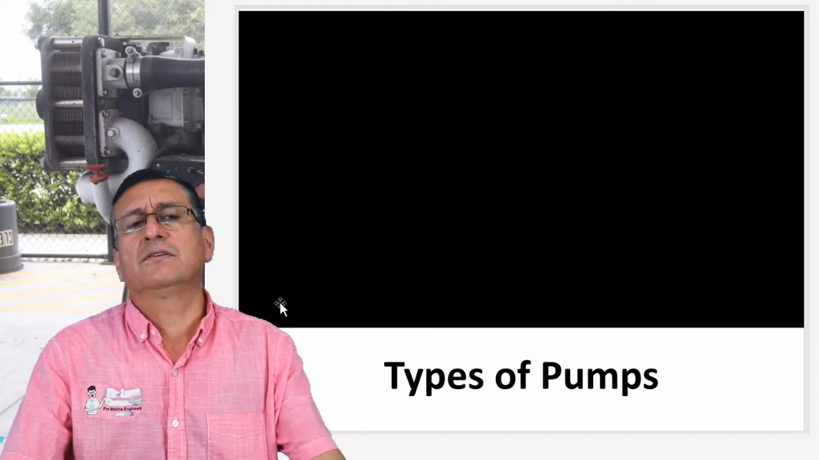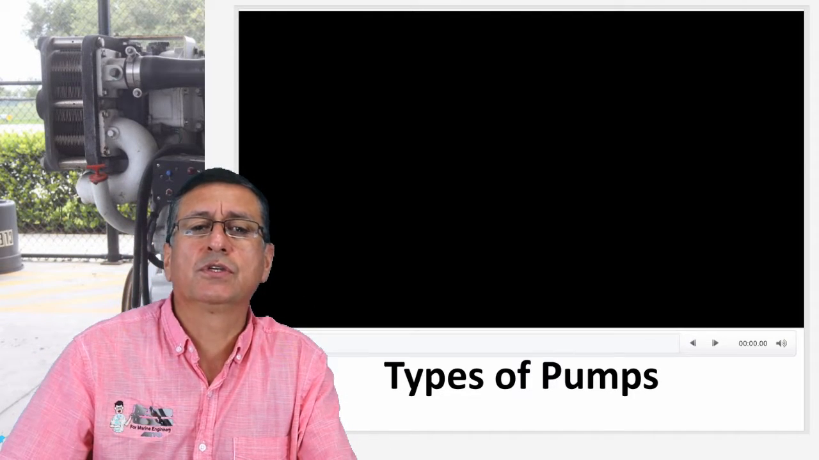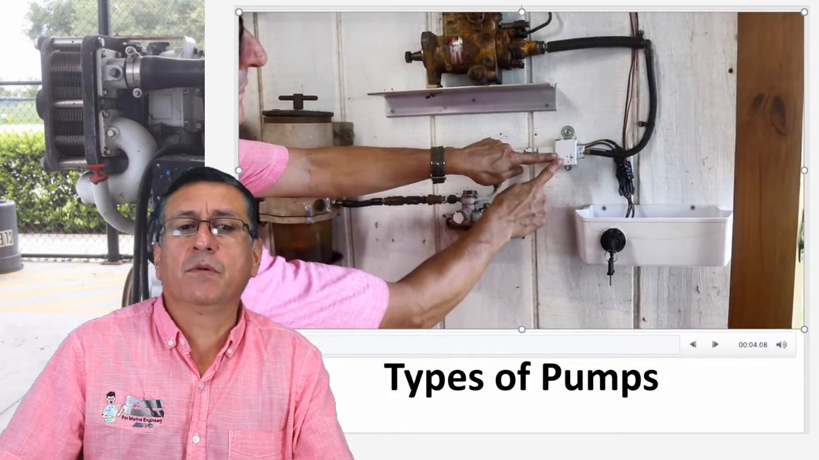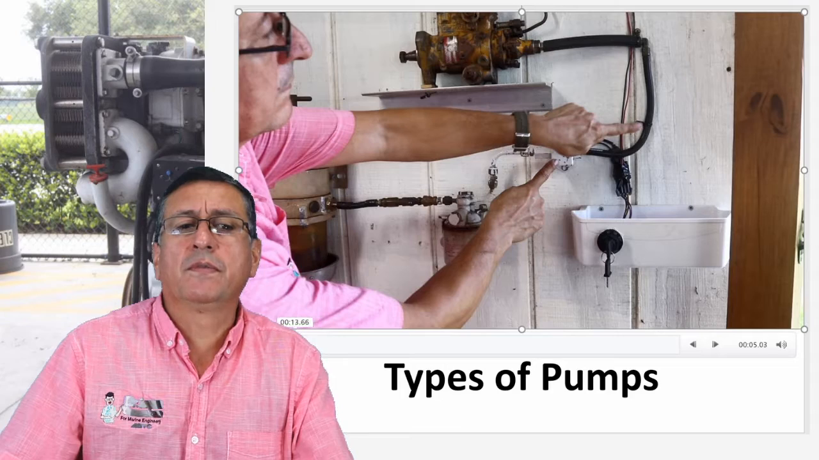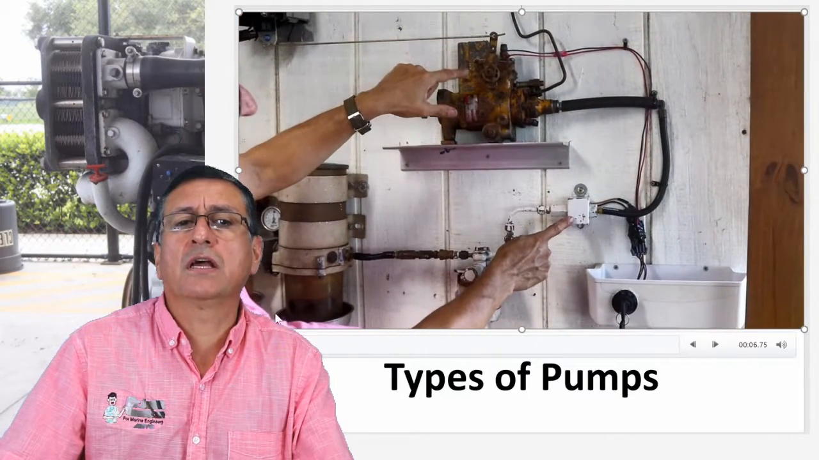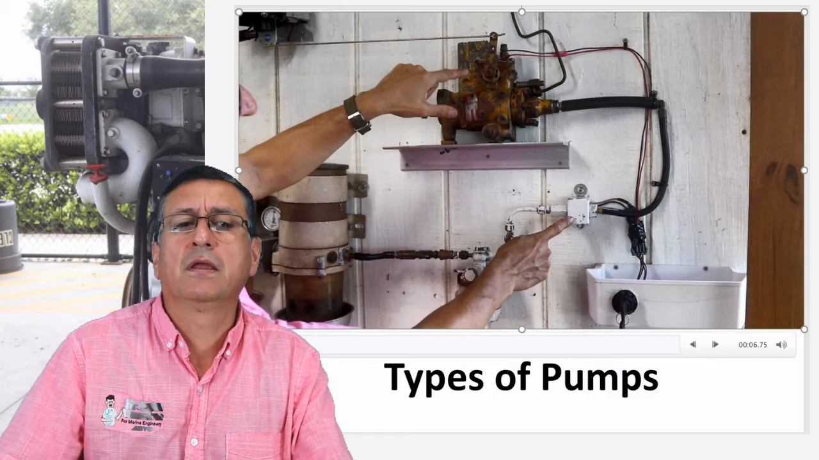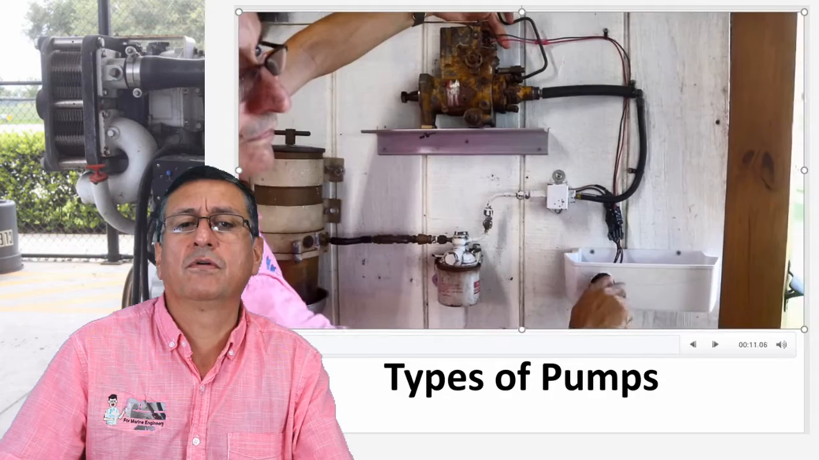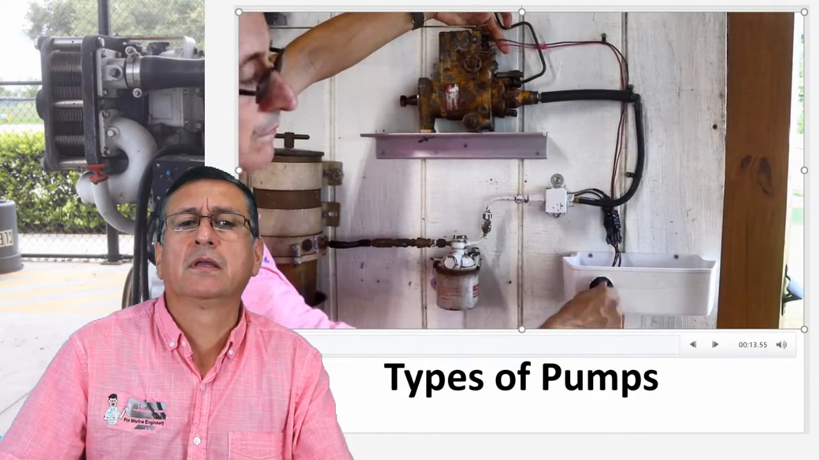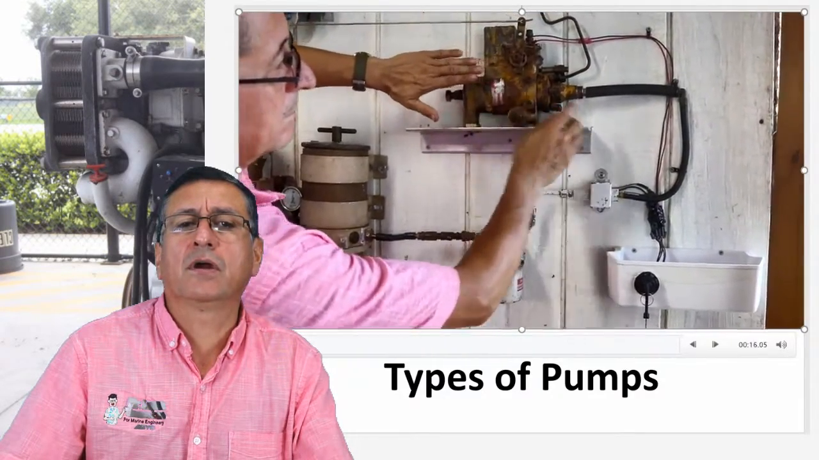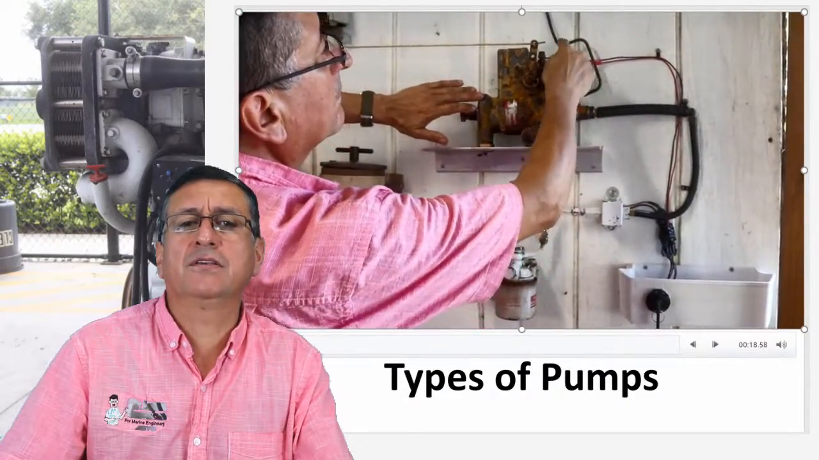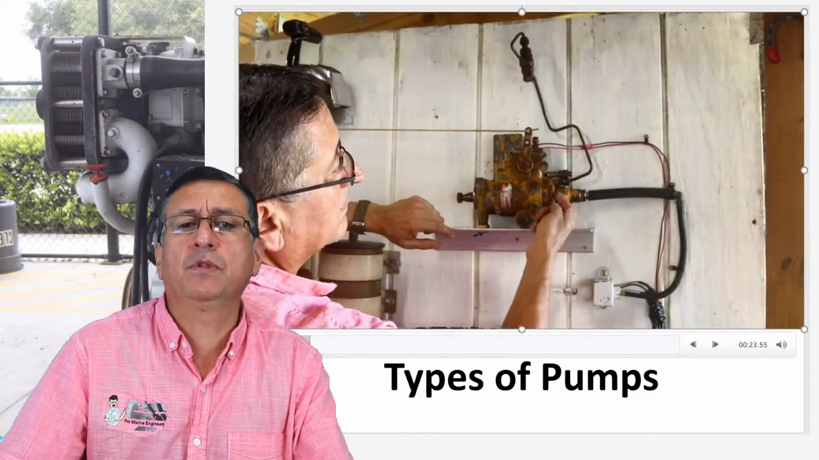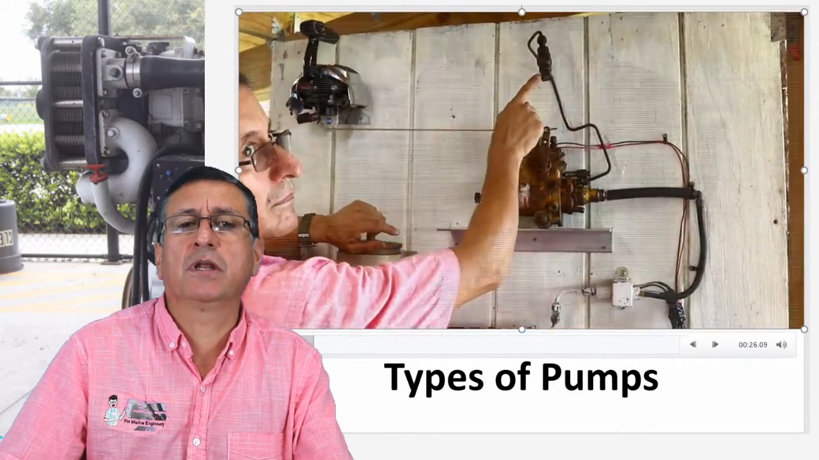Okay, this is the video, and I want to share with you everything. Rotary mechanical fuel injection pump. Okay, from the transfer pump, the fuel enters the rotary fuel injection pump. And this solenoid is controlled from the ignition switch. The fuel enters at low pressure, and this is the output, high pressure. Input, low pressure, output, high pressure. Input and output, 6 outputs in this particular case.